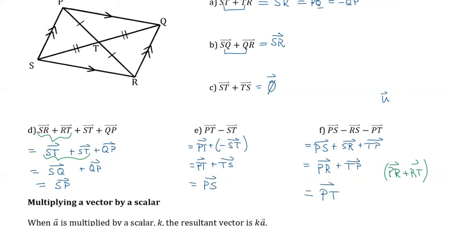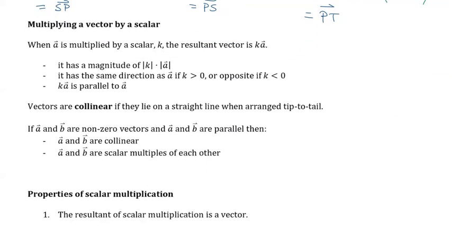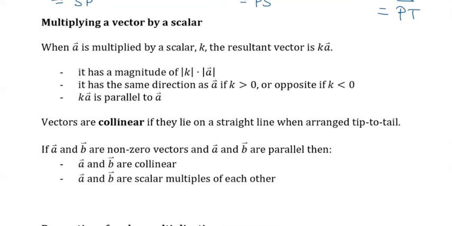It has a magnitude of the magnitude of k times the magnitude of A, so ignoring all signs. That's like the absolute value of those things. And if k is positive, it has the same direction as A, and if k is negative, less than 0, it has the opposite direction of A. That's all intuitive, like multiplying by a negative number or multiplying by a positive. Multiply by a positive, the sign stays the same. Multiply by a negative, you flip the sign. Okay, so that's all intuitive. And note that kA is parallel to A.